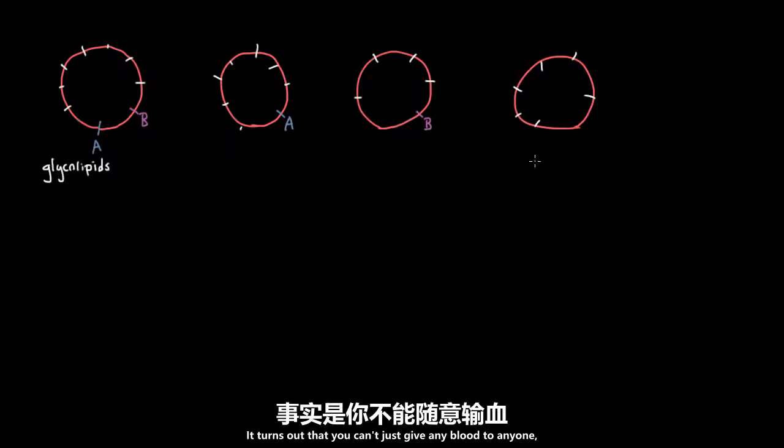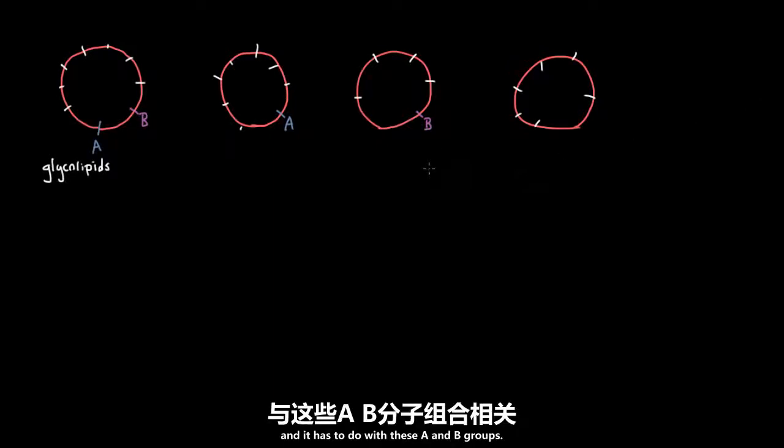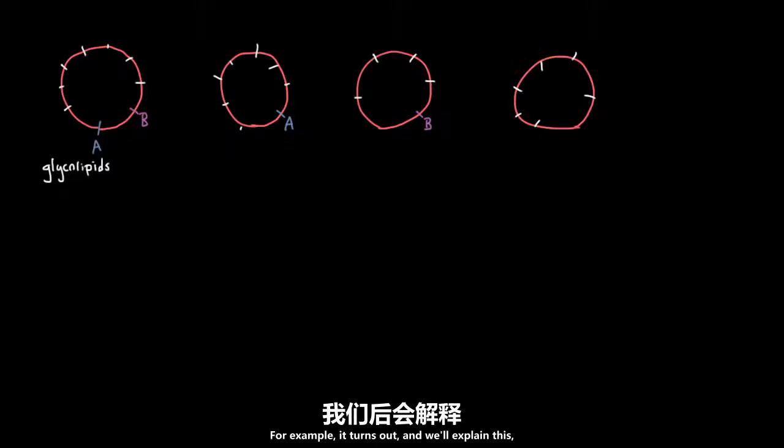But it turns out that you can't just give any blood to anyone, and it has to do with these A and B groups. And so, for example, it turns out, and we'll explain this, that if you are the kind of person who has this kind of blood that only has A's on your blood cells, then you can't get a blood transfusion from someone who has this kind of blood, A's and B's. And so let's learn why.